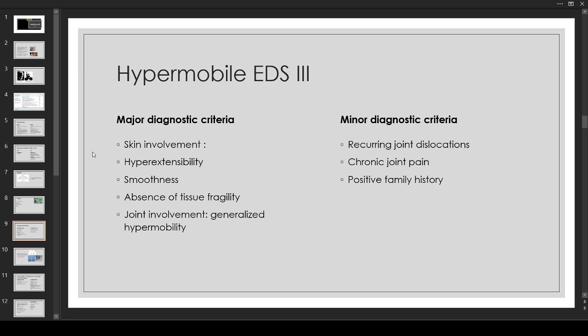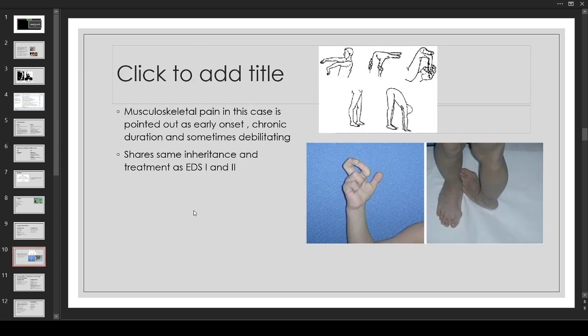And the musculoskeletal pain in EDS, that is bone deep, is pointed out as early as possible, as early as the onset, because it's very severe and the patient is going to know it for sure because of how painful it is. And it is usually chronic and sometimes debilitating due to how much pain the patient could be in. Here we may see some very unusually mobile joints.